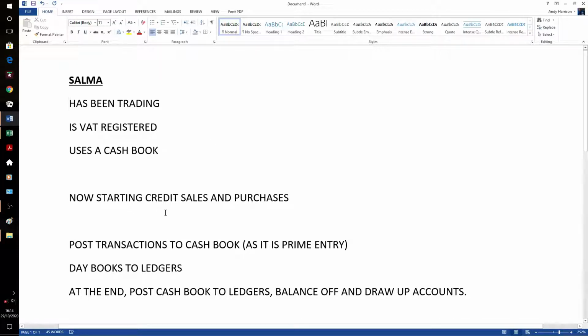She's starting to do some credit sales and credit purchases, so we're going to go through the order, we're going to post some transactions to the cash book. We're not going to complete the ledger accounts because we're going to finish off the day books to the ledgers, and then we're going to post the cash book to the ledgers once some receipts and payments have been made from our credit customers and suppliers. Then we'll balance them off and draw up the accounts. We have also got a purchase ledger and a sales ledger, but I've completed that to save time.